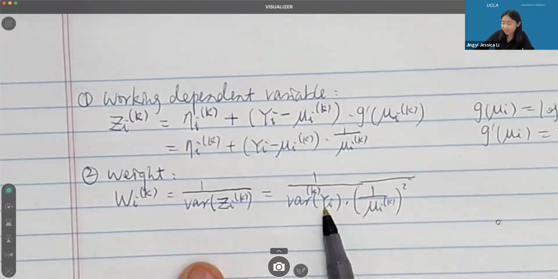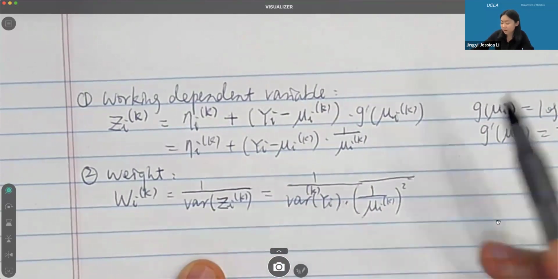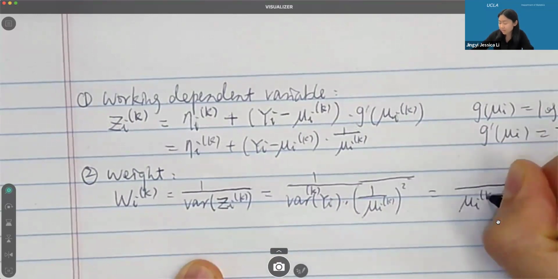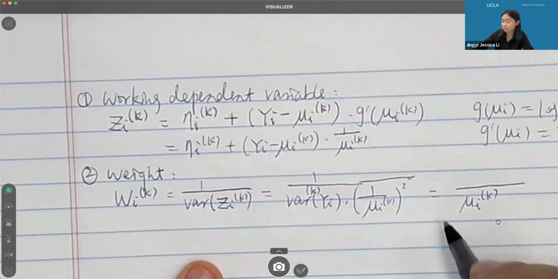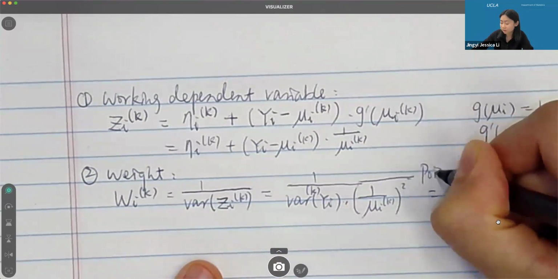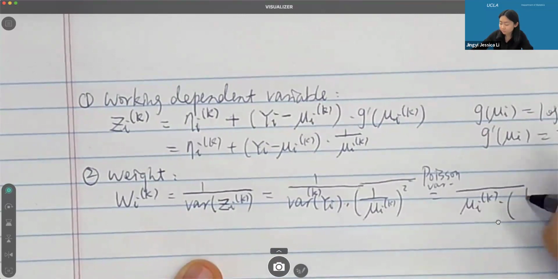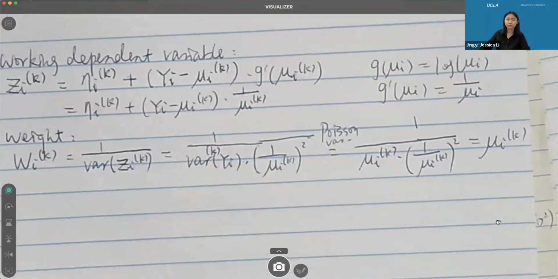And here, Poisson helps us. The variance_k of y_i is just mu_ik. That's the Poisson property, the Poisson variance formula, over mu_ik squared. Then it's just 1 over mu_ik. That's the weight.